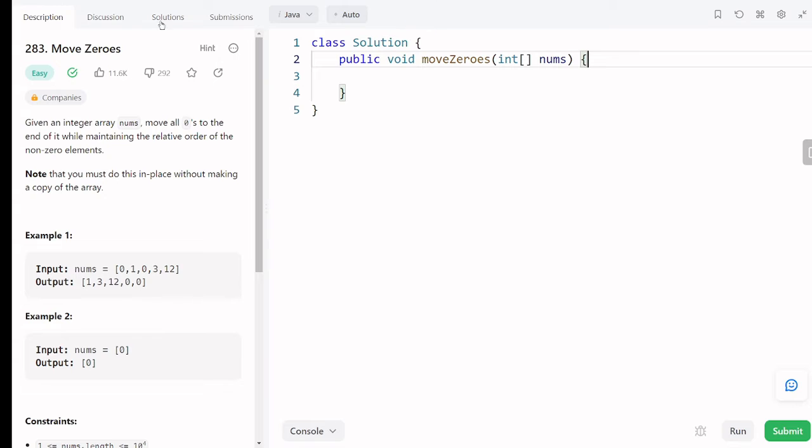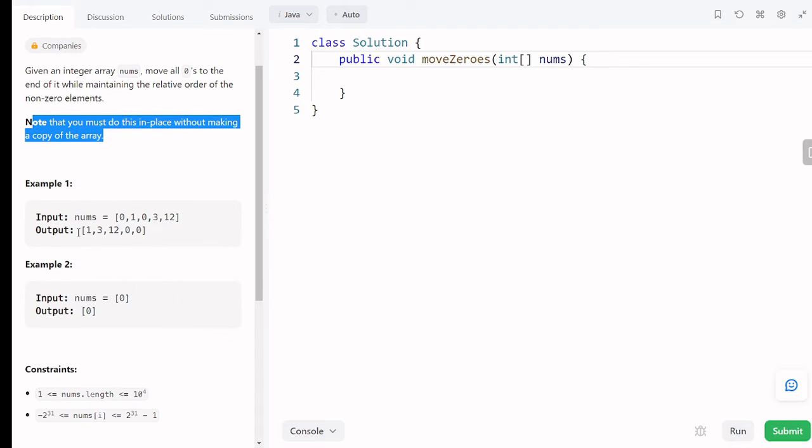Firstly, the problem name is Move Zeroes. It is a very easy question, LeetCode question number 283. The question says: given an integer array nums, move all zeros to the end while maintaining the relative order of the non-zero elements. Note that you must do this in place without making a copy of the array.